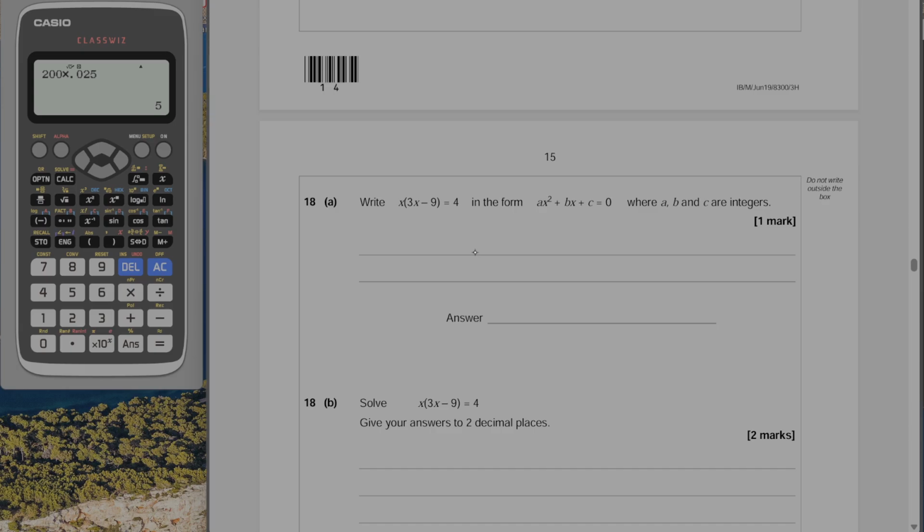Right, in the form where A, B, and C are integers. Okay, so if we multiply out this bracket first of all, that would give us 3x squared minus 9x is equal to 4. If we then take everything over to the one side, that would give us 3x squared minus 9x minus 4 is equal to 0. So there we go. 3x squared minus 9x minus 4 is equal to 0.